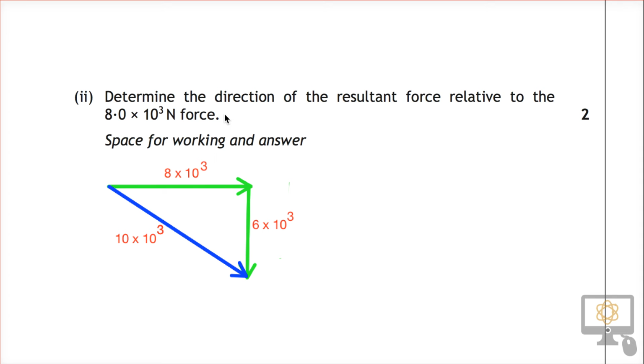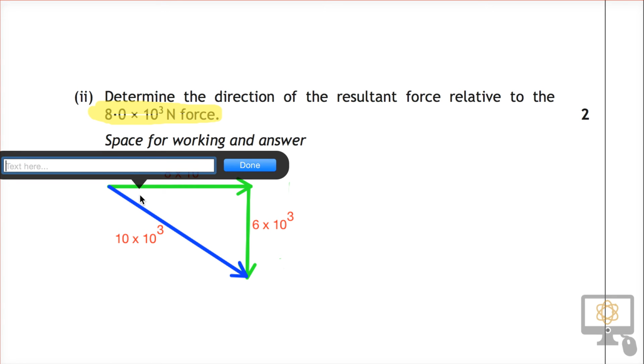What we want to do is to determine the direction of the resultant force, i.e. in what direction is that arrow pointing relative to the 8 times 10 to the 3 Newton force. And this is really important here. Relative to the 8 times 10 to the 3 Newton force means we don't want to draw our direction as a bearing from 0 degrees or from north. We want to figure out what it is relative to this value here.